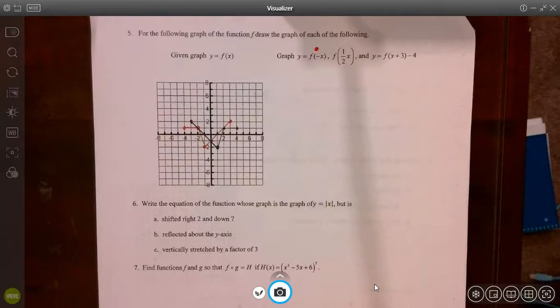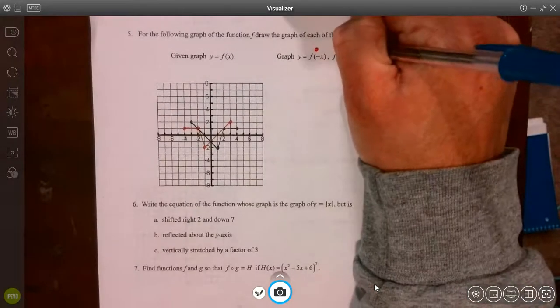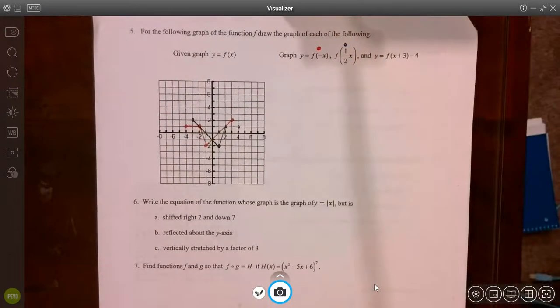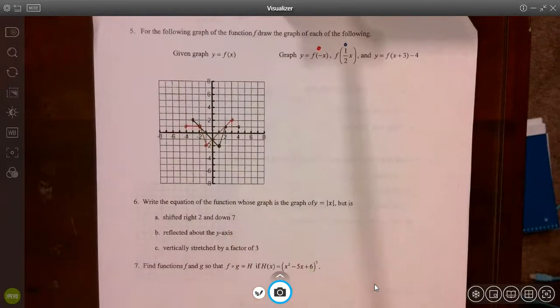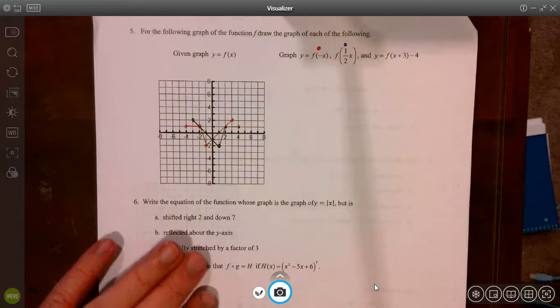The next one here I will do in blue. This is f of 1/2 x. That 1/2 is on the inside. That means this is going to be a horizontal stretch. Remember, when things are on the inside, it's kind of the opposite of what we think. So we're actually going to take all of our x coordinates and divide them by 1/2, which is the same as multiplying them by 2.